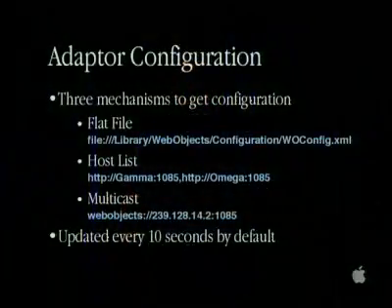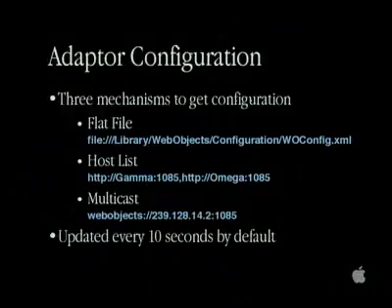There are 3 basic ways to configure the WebObjects adapter. The first is flat file. This is a URL to a file on the file system of that machine running the WebObjects adapter. The second is host list. It's a list of hosts that it's going to go out and talk to find out what application instances are running. And the third is multicast. This is a dynamic way of finding out which hosts are available, which hosts are hosting WebObjects applications. This information is updated every 10 seconds. So the adapter should figure out that you've started up a new instance on one of your application servers within 10 seconds.